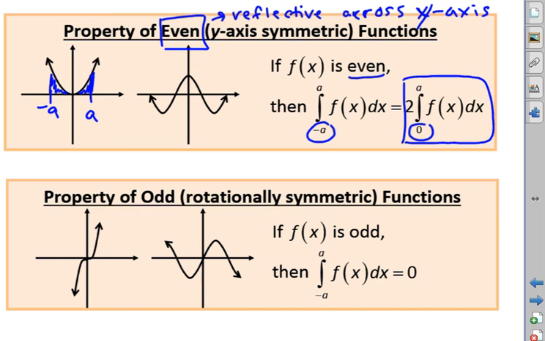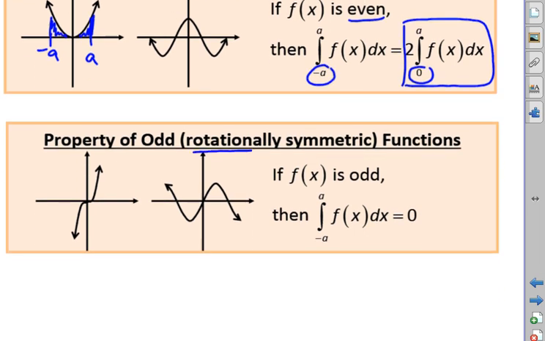Then we also have the odd functions. An odd function is rotationally symmetric, so if I rotate this 180 degrees, it maps onto itself. Same thing, if I find the integral from negative a to a and calculate that area, since it is rotationally symmetric, I have negative area and the same value of area in the positive. Those two are going to cancel out, which is also very helpful. If you know that a function is odd and you're finding the integral from negative a to a, then the area is going to be equal to 0. So those are some properties that you need to keep in mind when you're solving integrals.